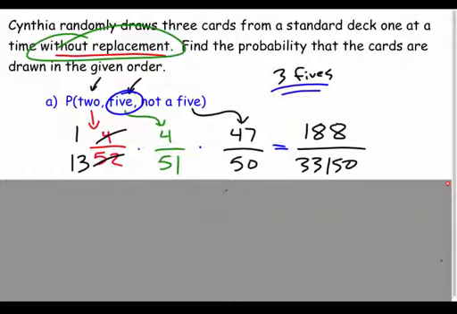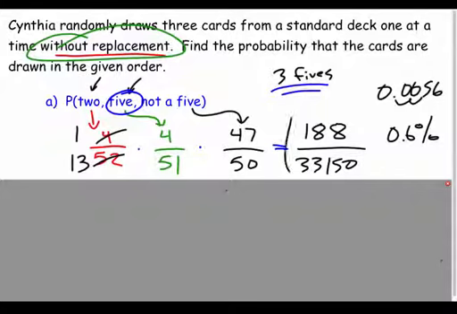So I'm going to divide those two, and I get about 0.0056. So that's about a what? Moving my decimal place 2 to the right, about a 0.6% chance. Ooh, boy. But that should make sense. I mean, what's the probability that I pull out a 2? Not very good. And then a 5 after that, and then not a 5. Okay, my percent chance shouldn't be that great, so it should make sense. That's good.